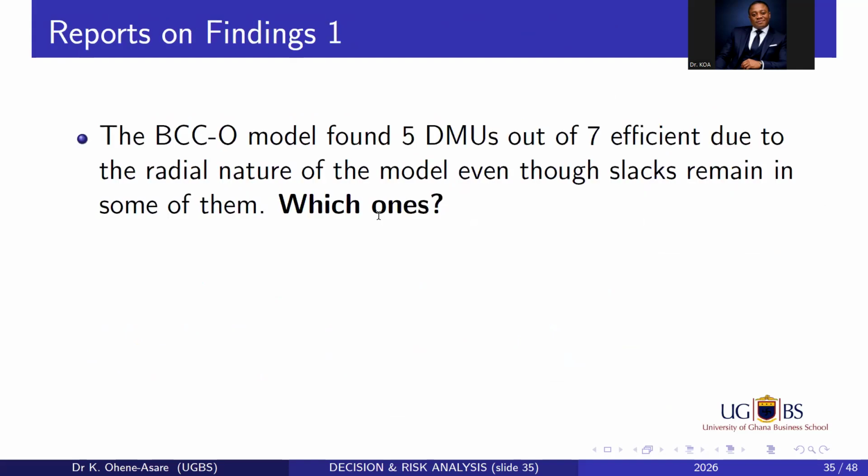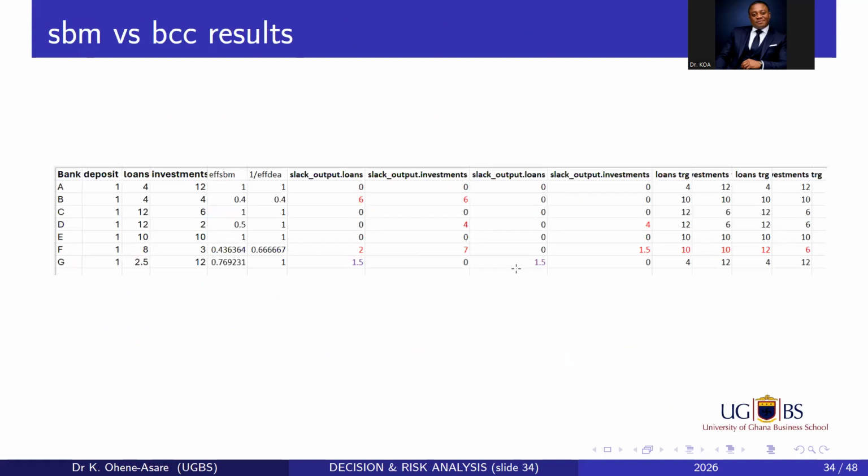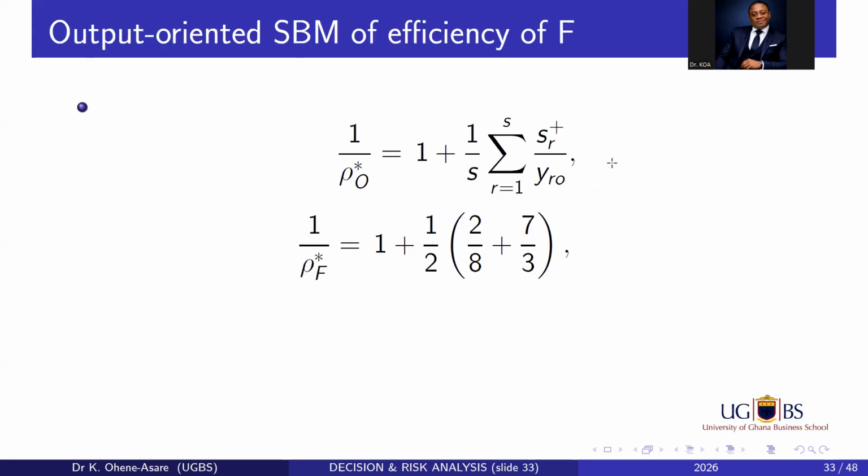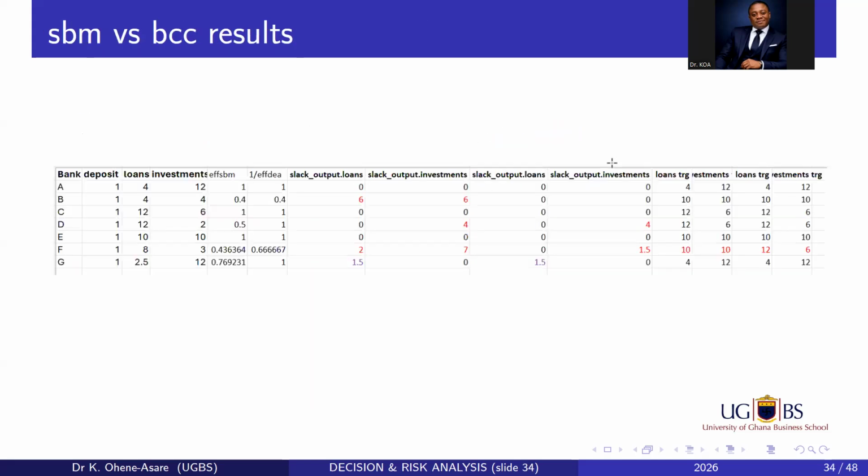Now, the next thing is a general report on the findings. So let's go to the general report on the findings again. I've said almost everything, but let's go through quickly. First one, the DEA model, which I call the BCC model, found 5 DMUs out of the 7 to be efficient, because the radial nature of the model didn't allow the slacks to be incorporated. So there were slacks, and out of this, it found 5 out of 7.